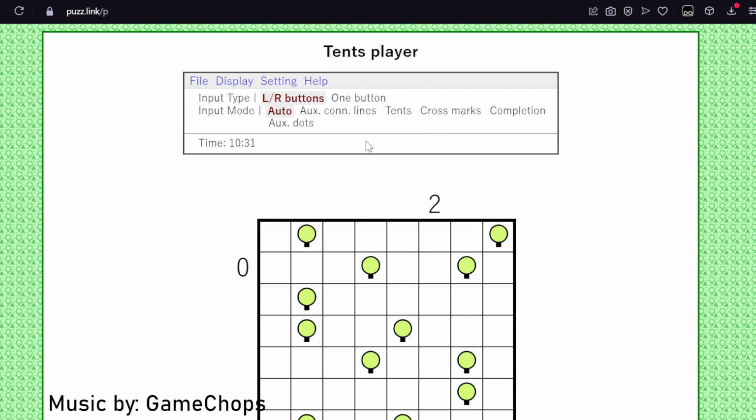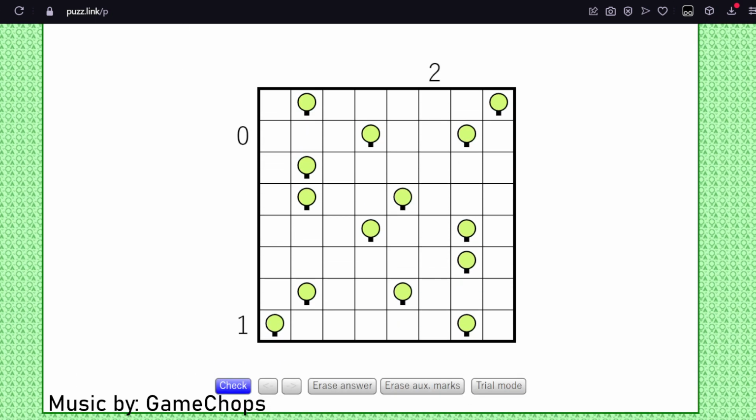We have Tents as our hybrid variant today, Tents with Sudoku. It looks a little bit more visual. We have a bit more visuals here in this variant. So let's take a look at Tents.